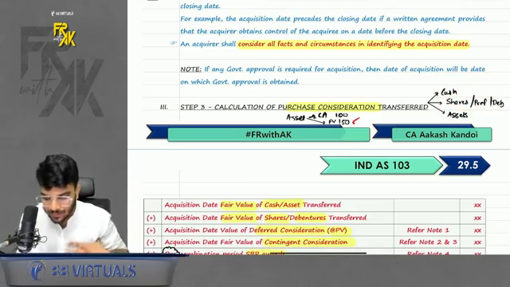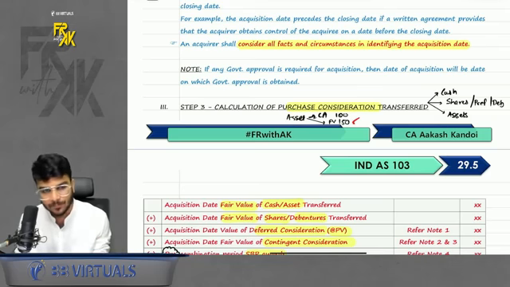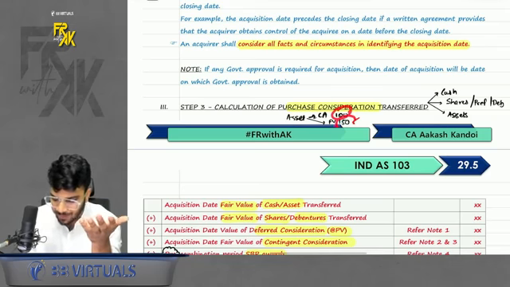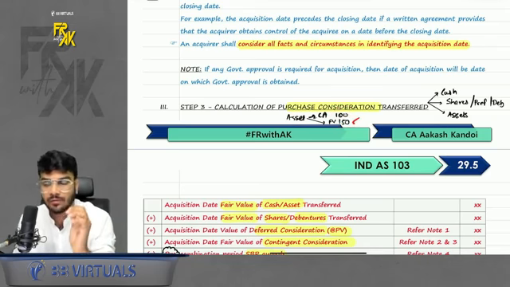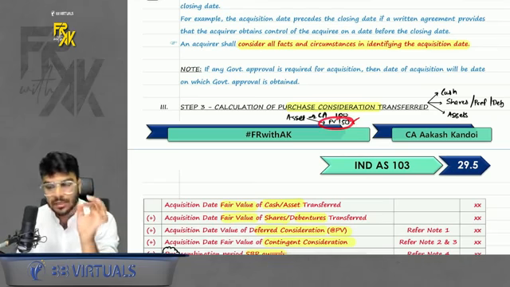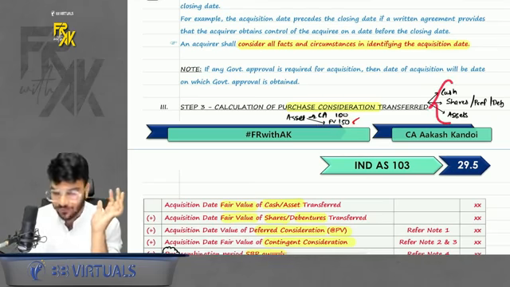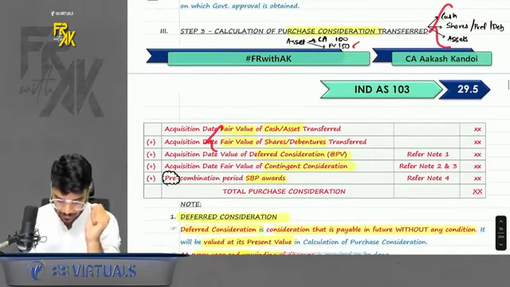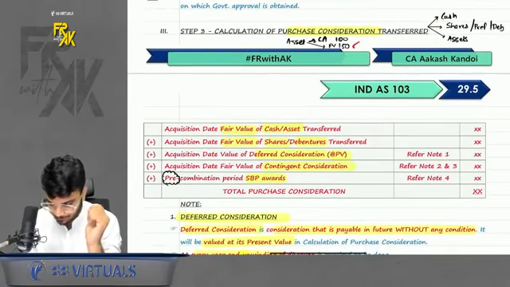Let's say for example, you give any asset in PC. Okay, the carrying amount was 100, but fair value was 150. So what will you say? How much worth PC did you give? You will say you gave PC worth 150. So consider this at fair value. Okay, basic stuff. Then what else can come in PC?